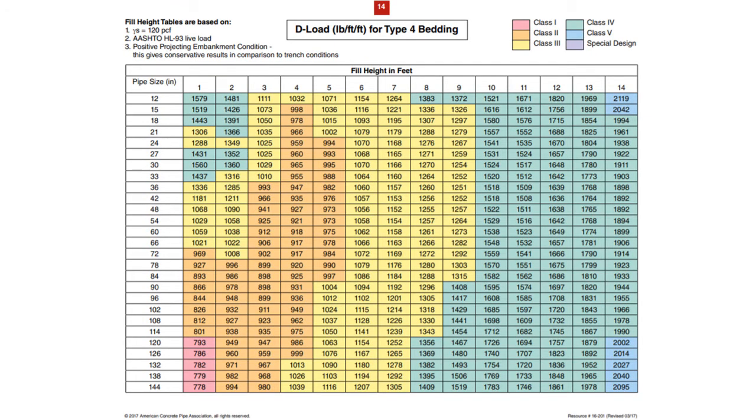So if we look at a Type 4 bedding, which again we are taking more of our structural strength from the pipe versus the soils, keep in mind these tables are designed utilizing a soil weight of 120 PCF, ACPA HL 93 live load, and an embankment installation. Again, very conservative if your design is a trench installation. So we find our pipe on the table. In this case, we stated it was going to be a 36-inch pipe with 10 feet of cover.